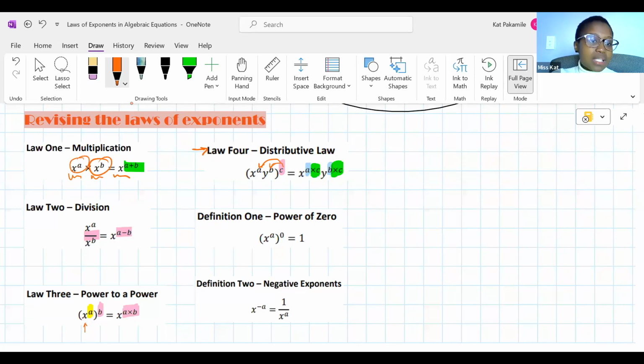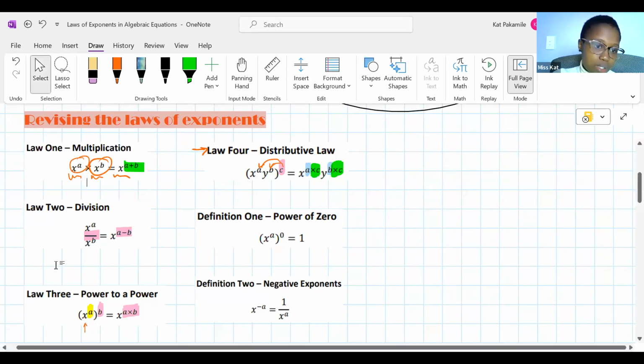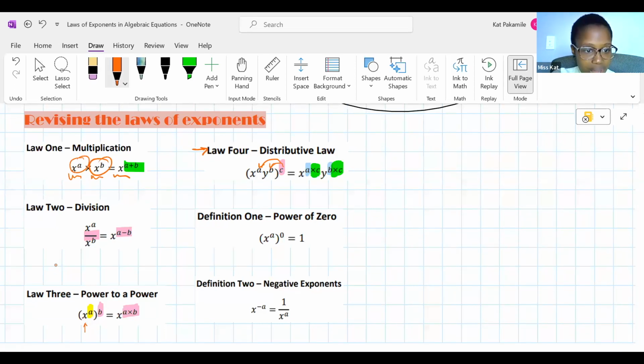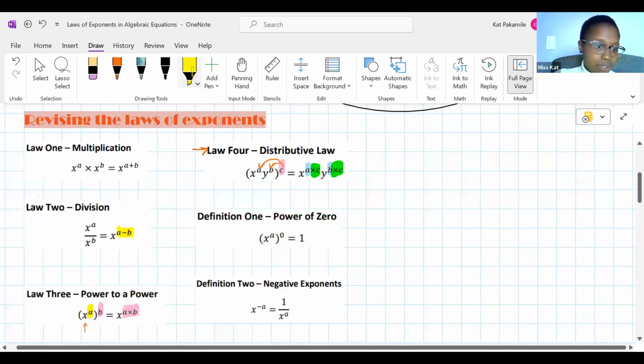Then I said with division, it is the opposite. So if you are dividing two numbers that have the same base, it still has to have the same base, then we will subtract the exponents. Let me take out my colors in case you guys want to take screenshots. You will subtract the exponents when you are dividing. There we are, a minus b.